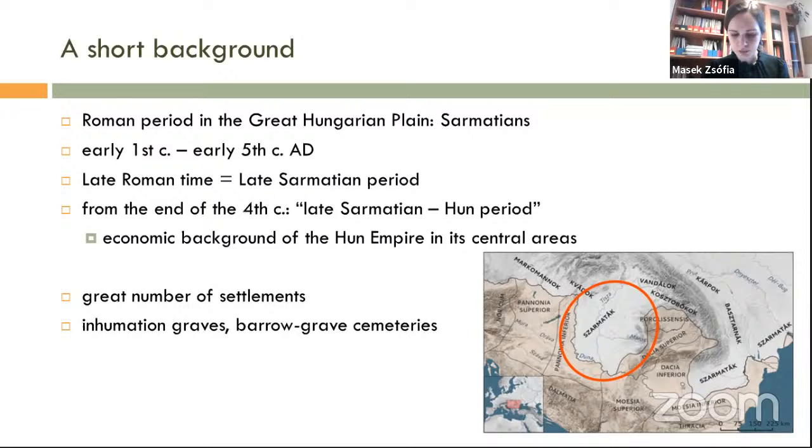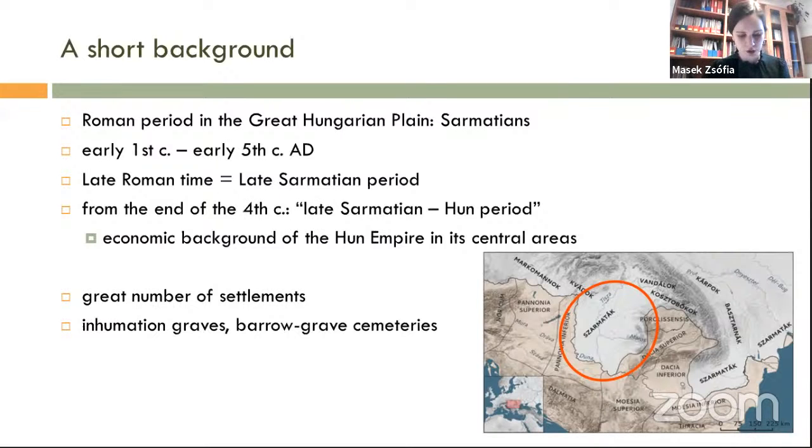Their rule was overthrown in the late 4th, early 5th century by the Great Migration of Peoples and by the Hunnic Empire of Attila. Hungarian research tends to accept that the existence of Sarmatian cultural groups continued through the Hunnic period. The people living here adapted to the new nomadic empire and most likely provided the economic background of the empire in its central areas. Therefore, the last horizon of the Roman period of East Hungary is called the late Sarmatian Hun period.